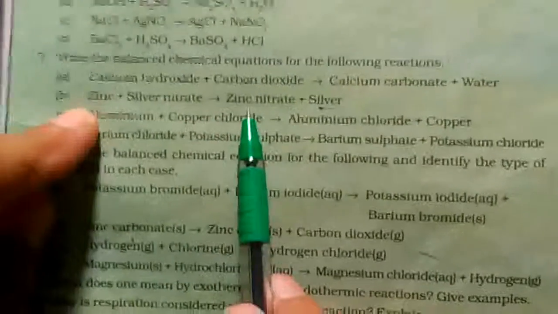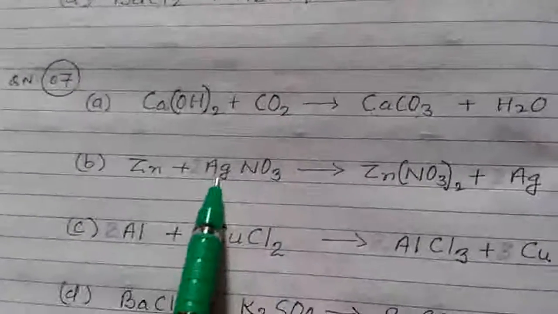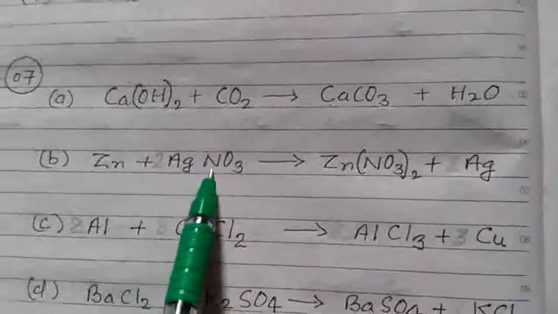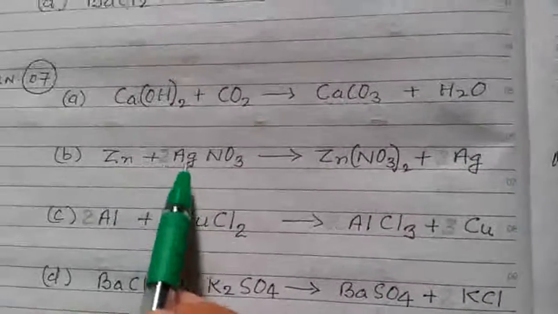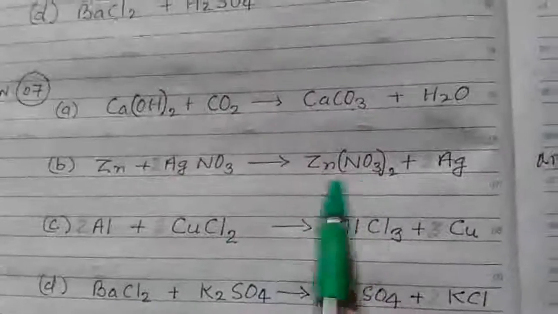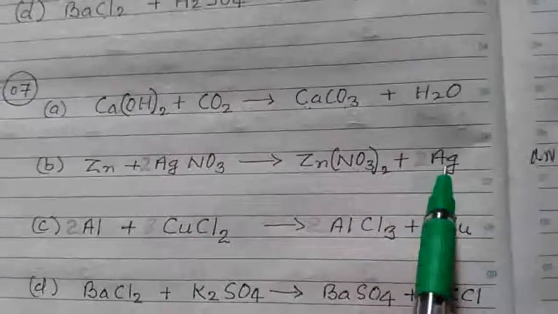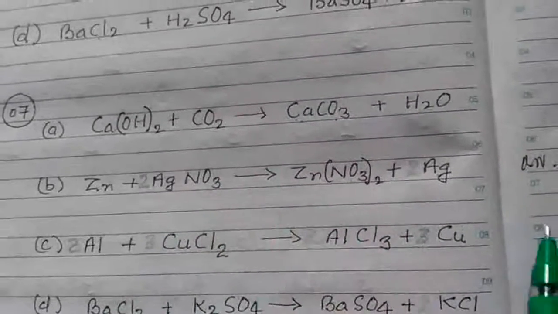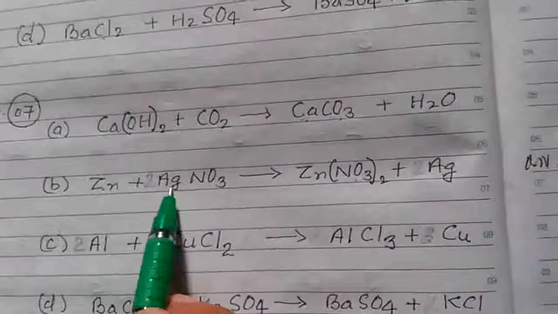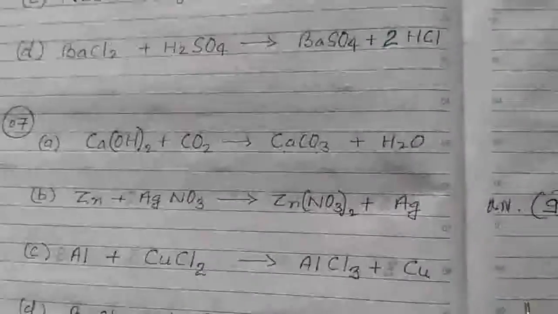Question number B. Zinc, silver nitrate, zinc nitrate, silver. Zinc and silver nitrate: again, silver is monovalent, nitrate is monovalent, so AgNO3 we write clearly. Zinc plus silver nitrate gives zinc nitrate plus silver. It's a substitution reaction or displacement reaction. Zinc displaces the silver. We have studied this.